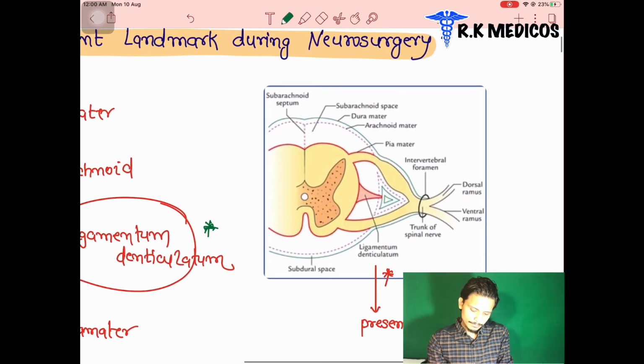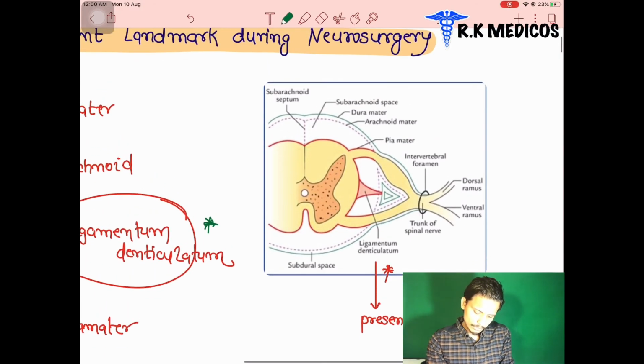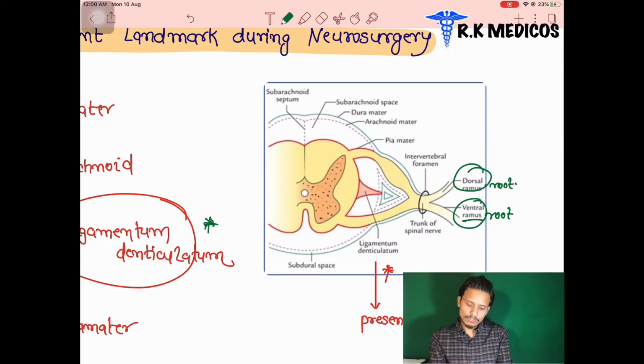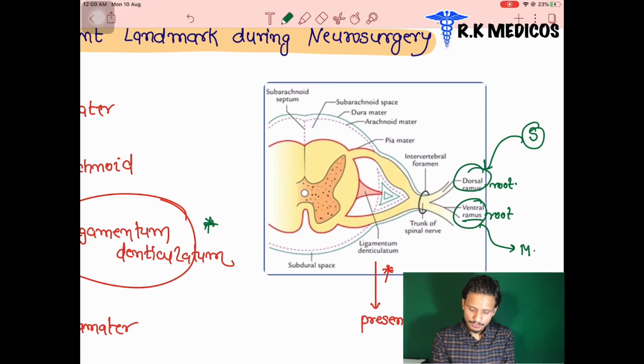In this picture we can see the dorsal ramus and the ventral ramus. Ramus basically means root. What information does the dorsal root carry? Sensory. The ventral root is where information exits, which is the motor information. Sensory goes in and motor goes out.